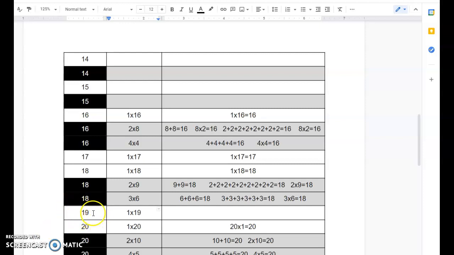By our 19 tiles, let's write the dimensions or the label of 1 by 19. And I bet you already know what our equation will be. Think of that one row of 19. We see those 19 tiles, 1 time, to still equal 19. Let's fill that in.